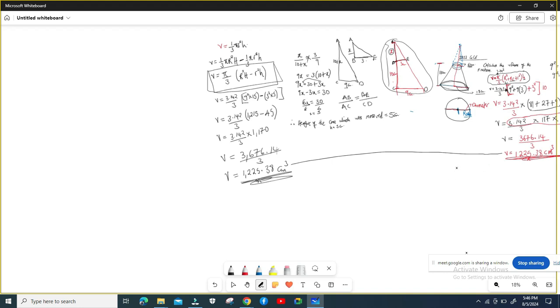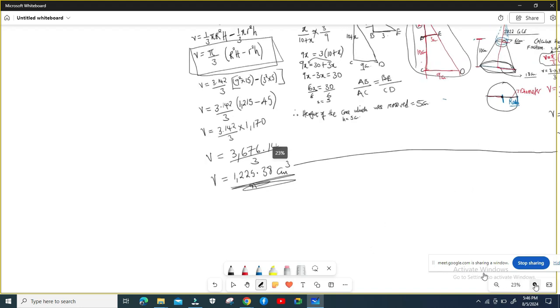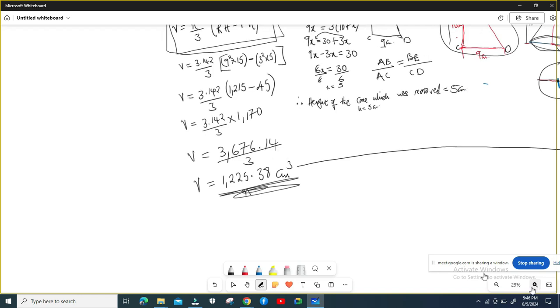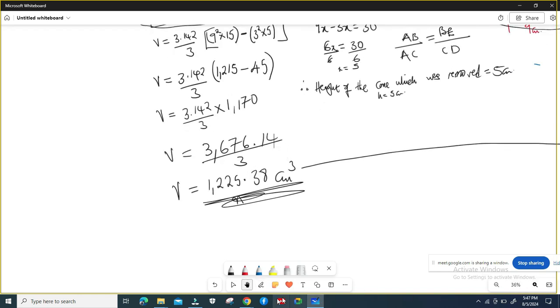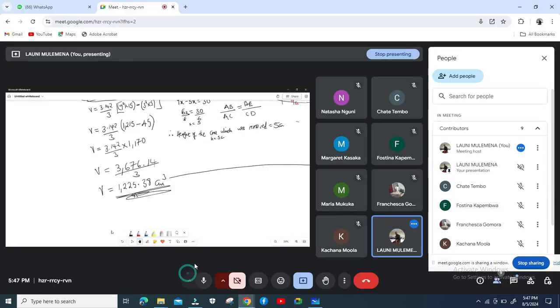So with the first method, it is easy if you just know the formula, you substitute and go direct. The advantage of the second method is that in certain questions, before you calculate the volume, they will ask you to first calculate the height that was removed. That's the advantage of the second formula.